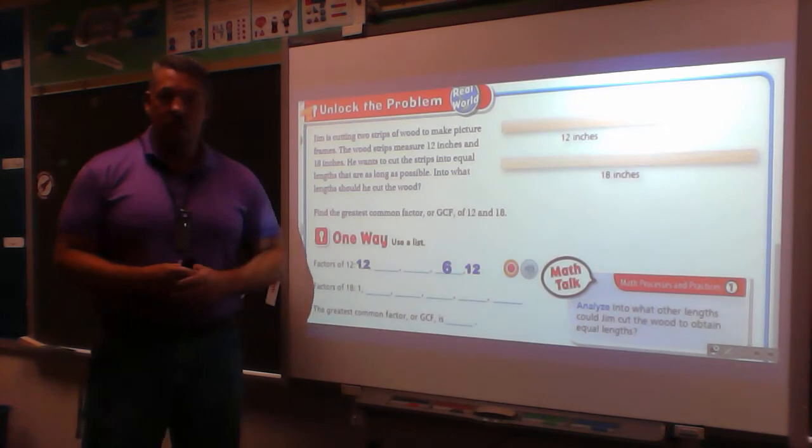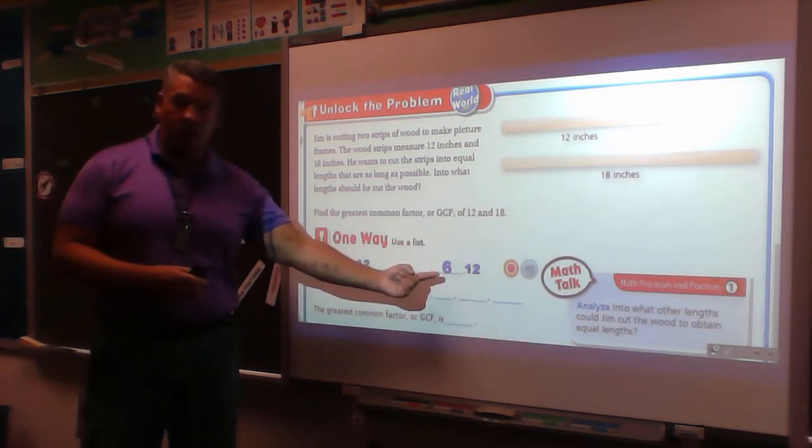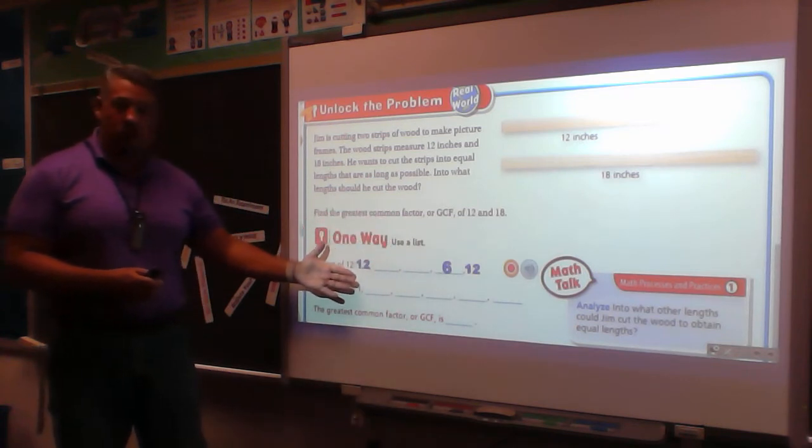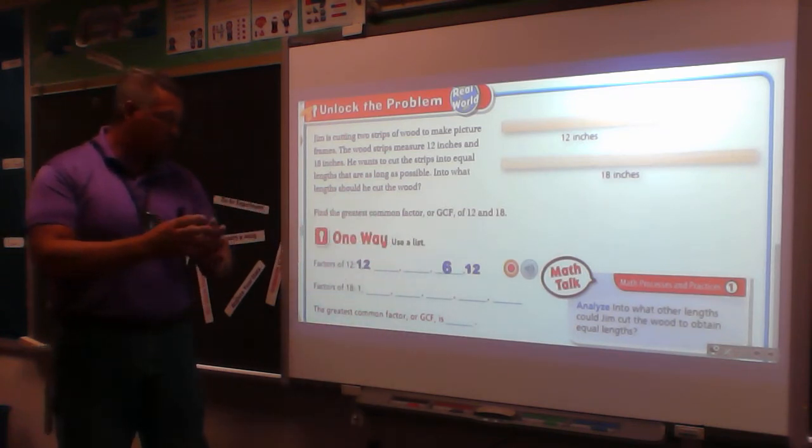And you'll see that it's 6. That's going to go over here. So the larger ones are always going to be on the right. The smaller ones are going to be on the left. And then we're going to meet in the middle.